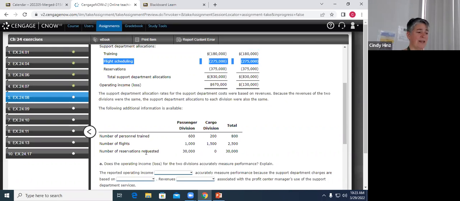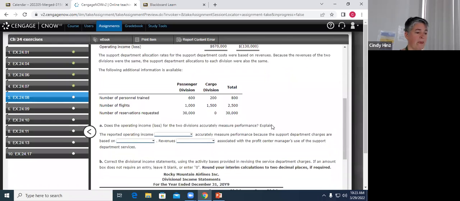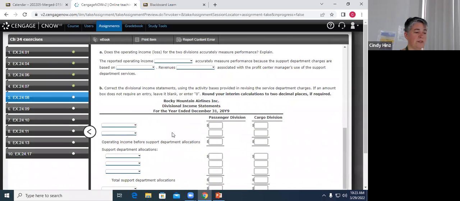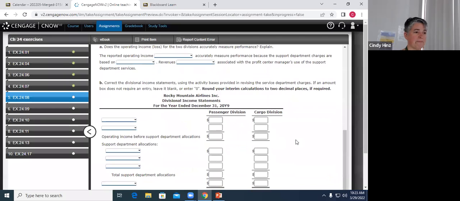And finally, the number of reservations requested. There are no reservations on a cargo flight. So splitting the cost of reservations really doesn't make any sense because the cargo division doesn't even use the reservation system. All of those costs should be allocated or assigned to the passenger division. What we are going to do down here at the bottom, and then we'll come back and answer the questions in letter A.